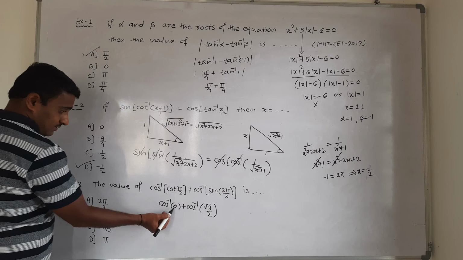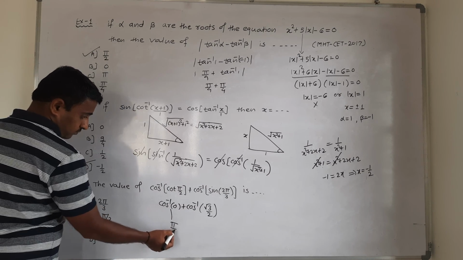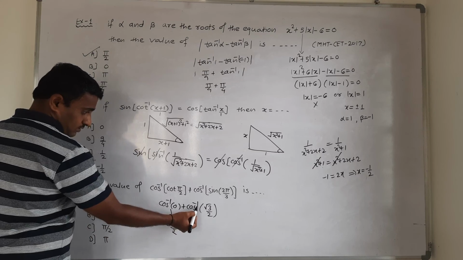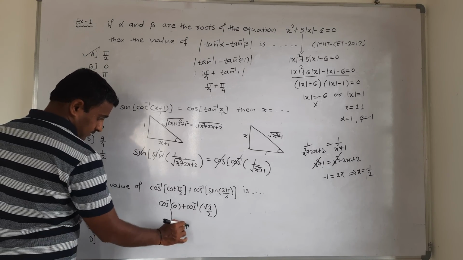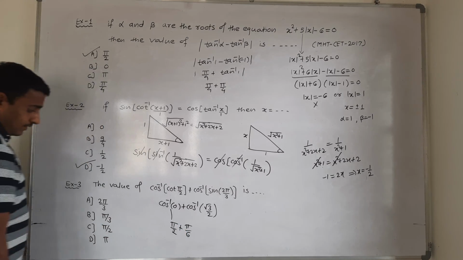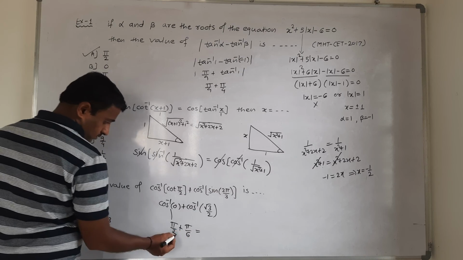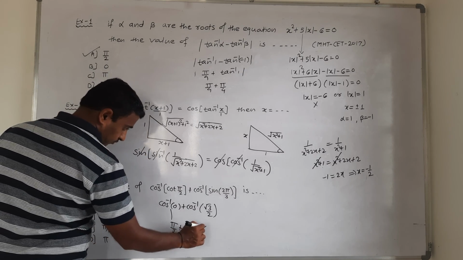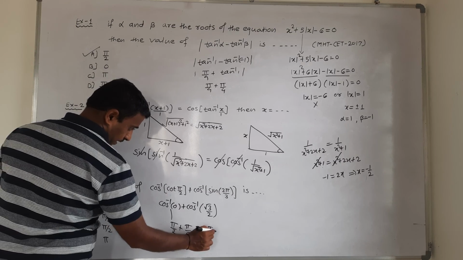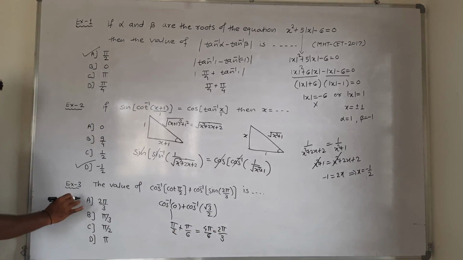Cos inverse 0, the value is pi by 2, plus cos inverse root 3 by 2. Cos inverse root 3 by 2 is pi by 6. 90 plus 30 is 120. That is 3 pi plus pi by 6, 4 pi by 6, that is 2 pi by 3, which is 120 degrees. 2 pi by 3, option A.